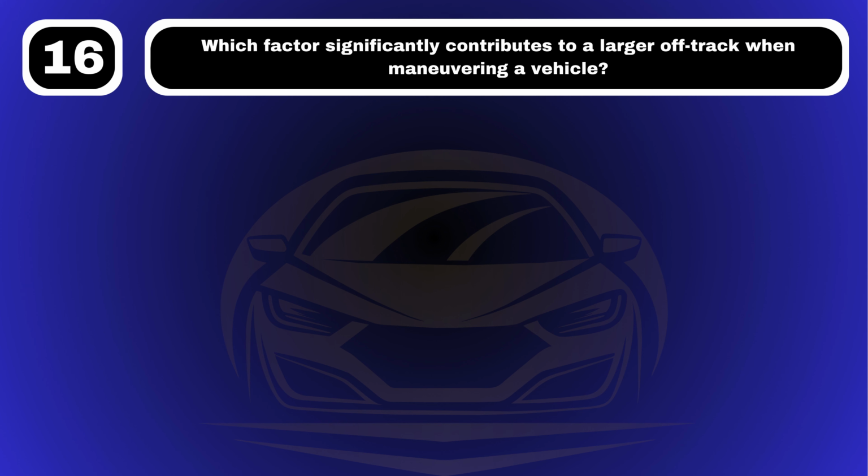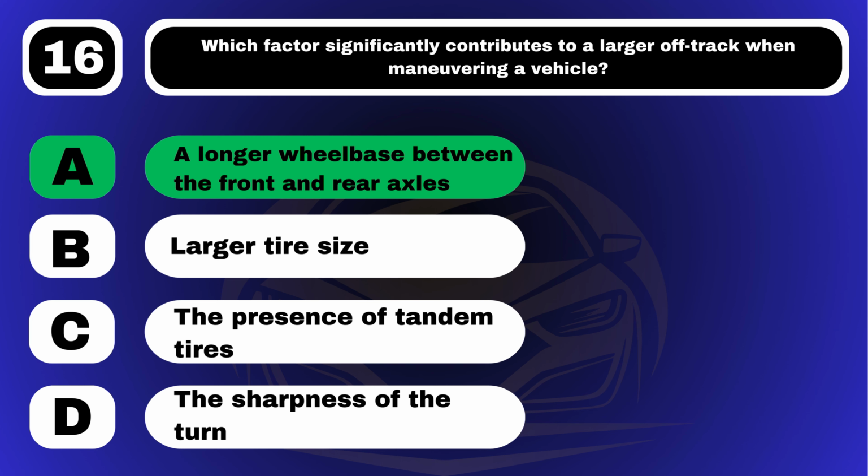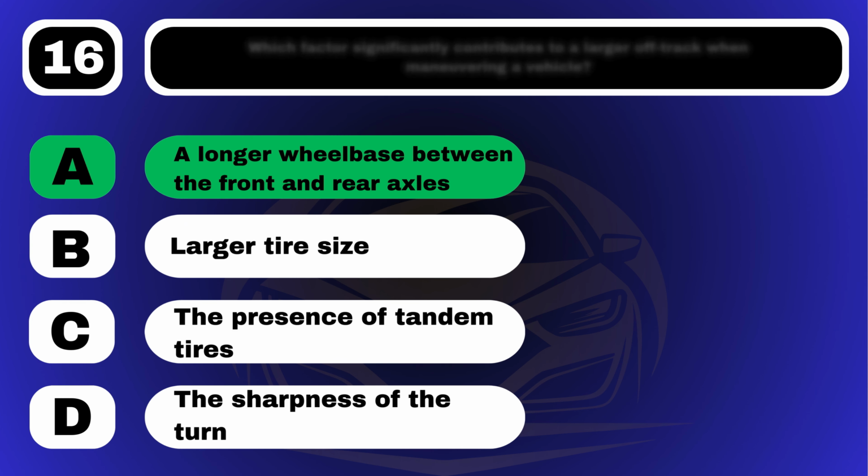Which factor significantly contributes to a larger off-track when maneuvering a vehicle? A. A longer wheelbase between the front and rear axles. B. Larger tire size. C. The presence of tandem tires. D. The sharpness of the turn. The answer is A. A longer wheelbase between the front and rear axles.